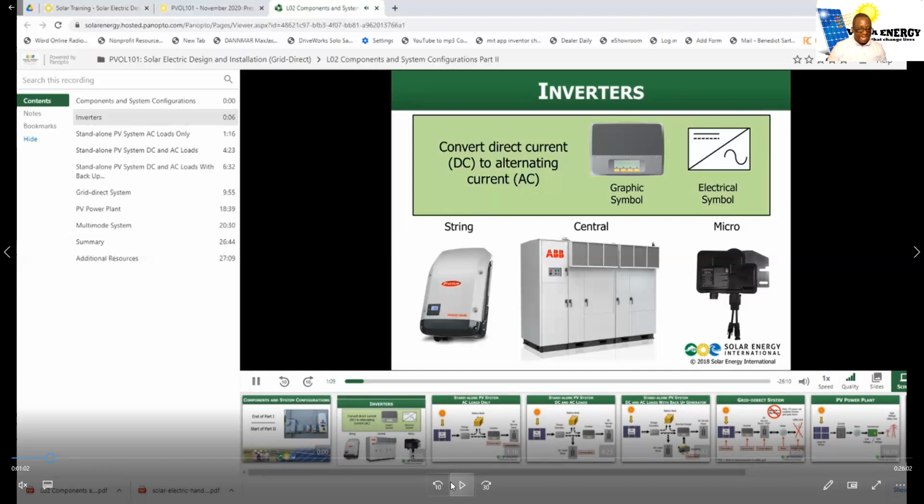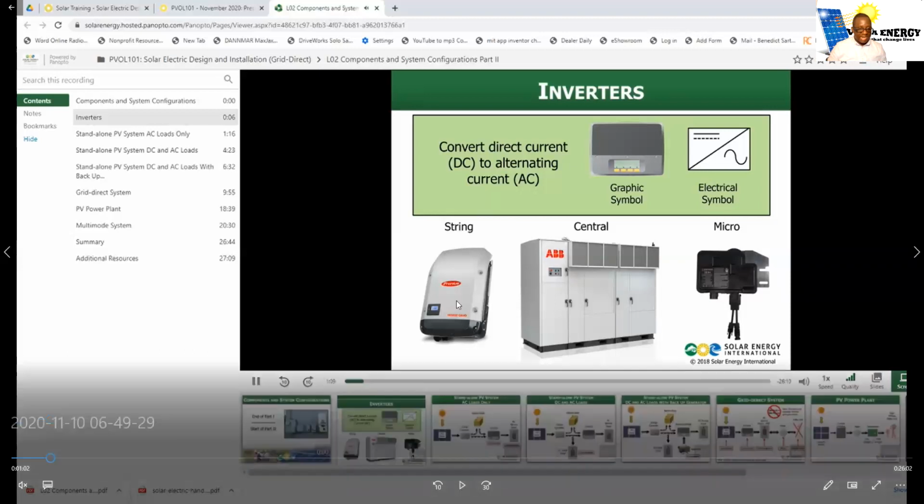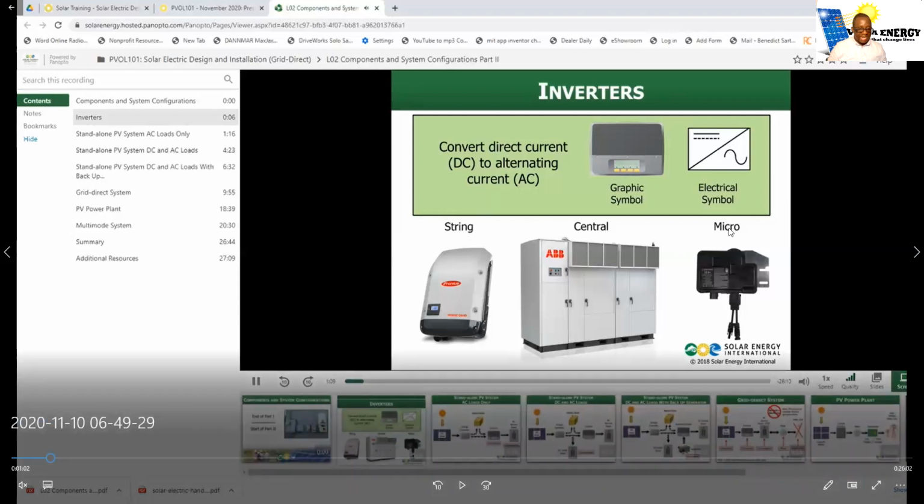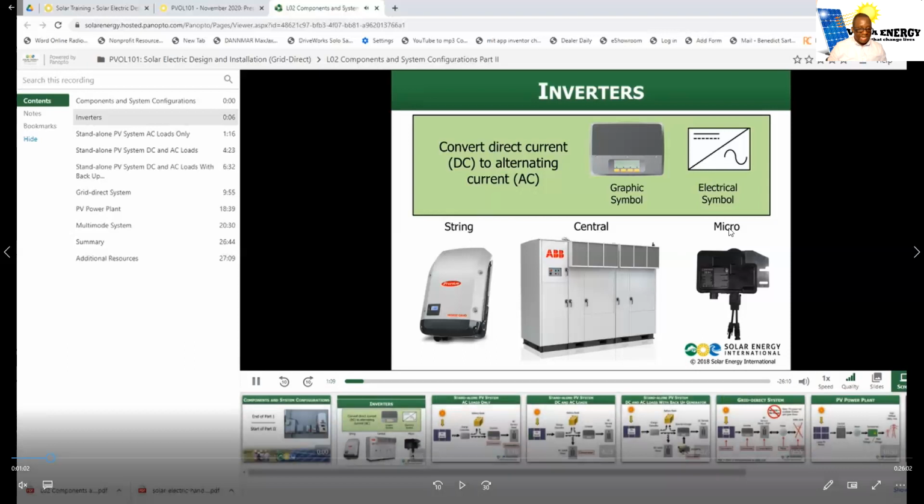Very important. And there are different types of inverter. We have the string inverter, the central inverter, and the micro inverter. The string inverter is used on the residential level. The central inverter is used on the commercial level. Like if you have a solar farm and you're providing current to hundreds or thousands of homes, you need a central inverter.